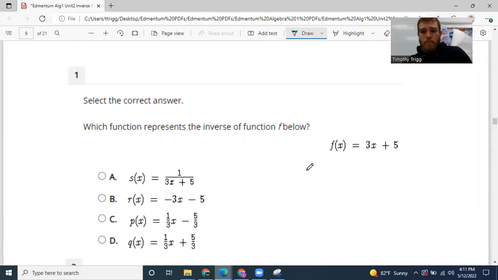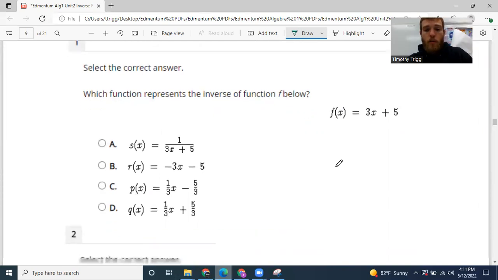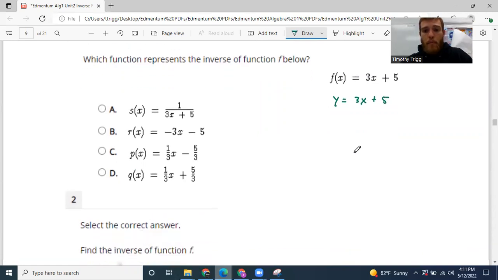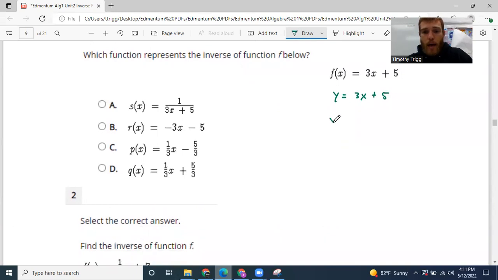Okay, so let's go ahead and figure out which of these is the inverse. Remember, the first thing I would do is replace this with y equals 3x plus 5. Then swap my x and y, so this would be x equals 3y plus 5. Then what you want to do is simply solve for y and figure out which of those would be the result.